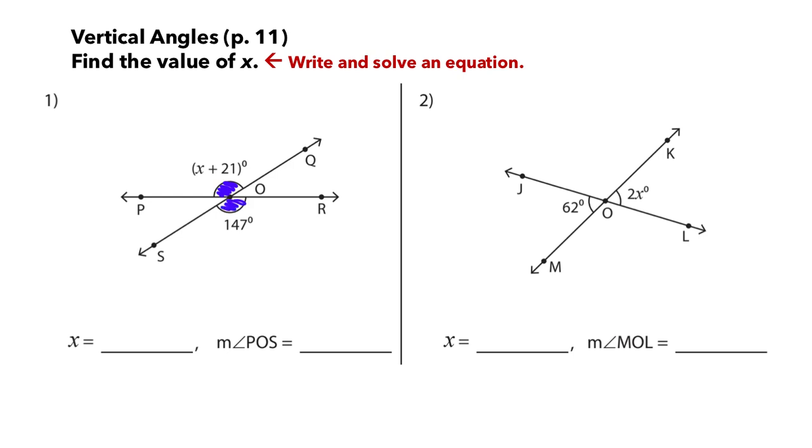Say that one more time. X plus 21 equals 147. Very good. X plus 21 equals 147. And what did you get for x? 126. Now we want the measure of a missing angle, and they want angle POS. It's this one marked in green. How did you go about finding it?